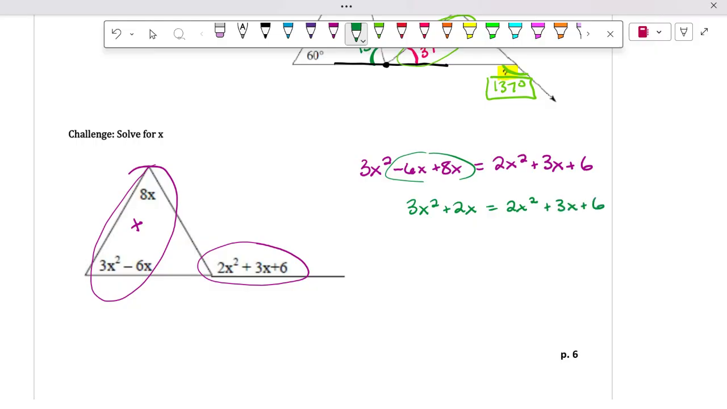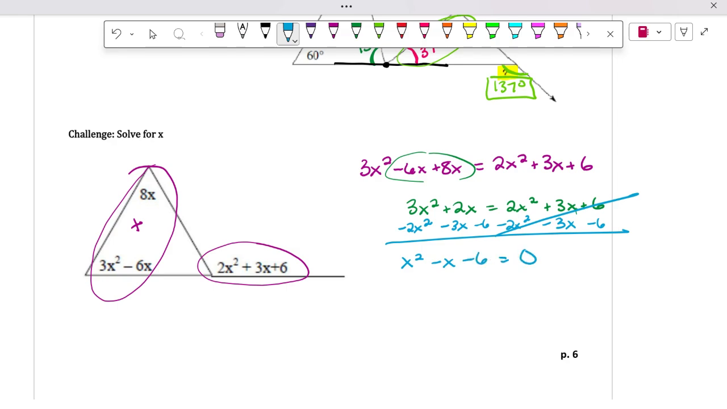Now, this is clearly a quadratic. So, if this is a quadratic, what do we have to do? How do we solve it? This is review from Math 1. I've got to get one side equal to 0. So, I would recommend moving this side because you don't want to deal with a negative x squared. So, I want to subtract the 2x squared from the 3x squared, the 3x from the 2x, and I'm just going to bring the negative 6 over. So this would be x squared minus x minus 6 is equal to 0.